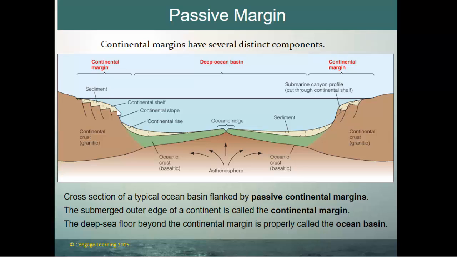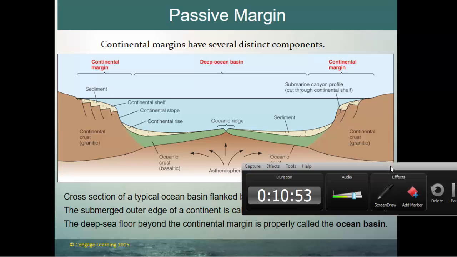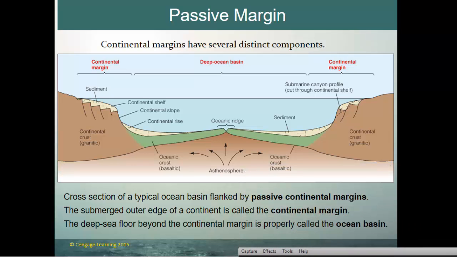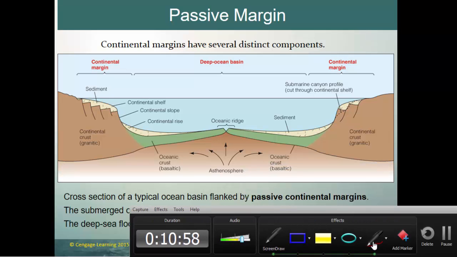And then the continental slope is where the continental crust ends. And it's a downward motion down toward the ocean. And then you get that continental rise, which is more sediment that's flown out into the ocean. Underneath the continental rise is the oceanic crust. So you have this difference between the continent and the oceanic crust.